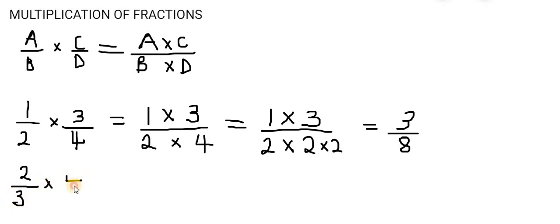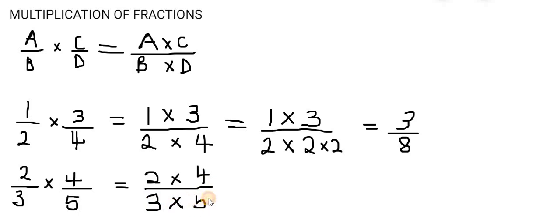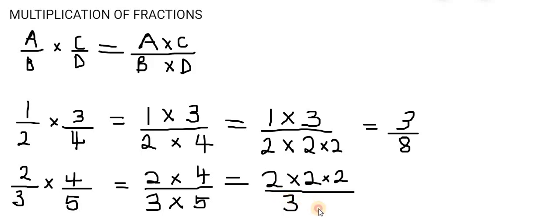times 4 over 5. So, what we have, top times top, 2 times 4, over bottom number times bottom number, 3 times 5. Now at the top, 2 times 4 is a product of prime factors. Broken down, that's 2 times 2. And for the bottom, 3 times 5, they're both prime numbers. So there's no further breakdown for 3 and 5. So if you look at the top and the bottom, no common factors to cancel out.